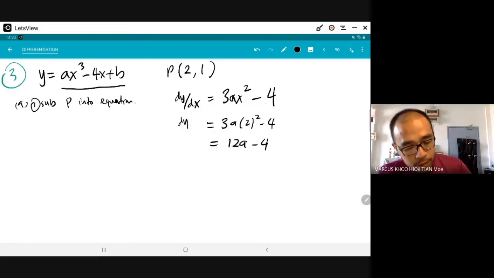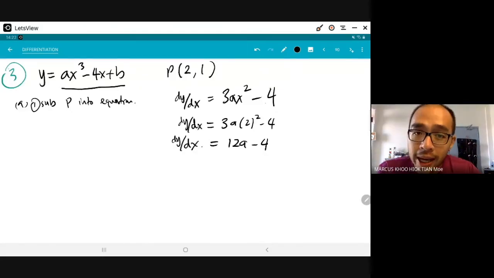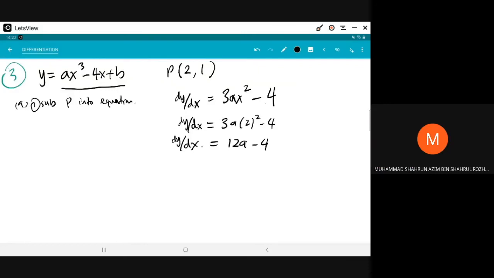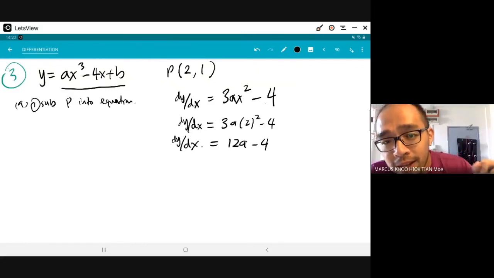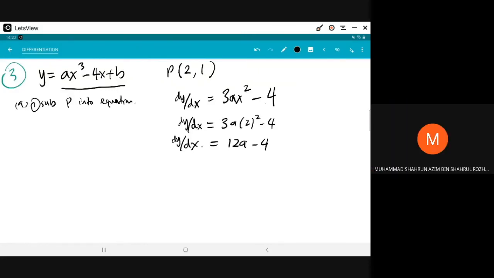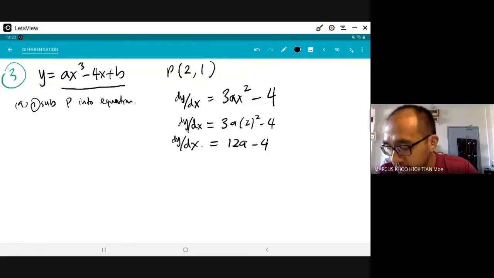Okay, but the problem is, how am I going to find a if I don't know what is the dy/dx? I don't know what is the gradient. Or do I know what is the gradient? Take a look at the picture. From point P? Find the gradient from P, only P. Use the old formula, the old y formula.